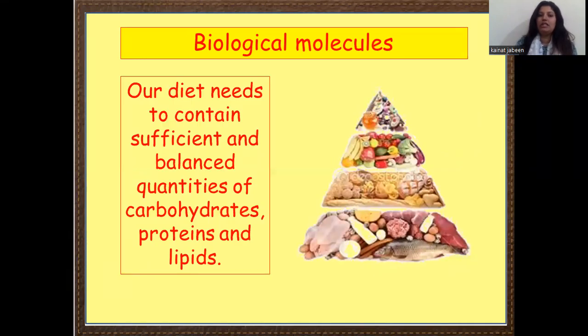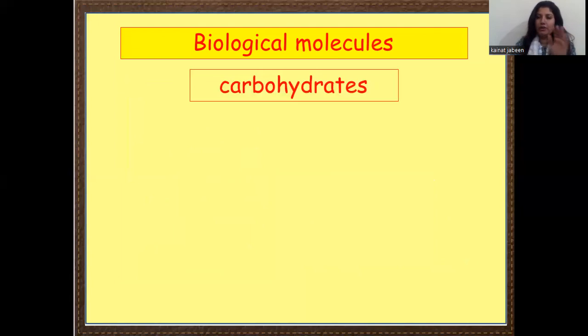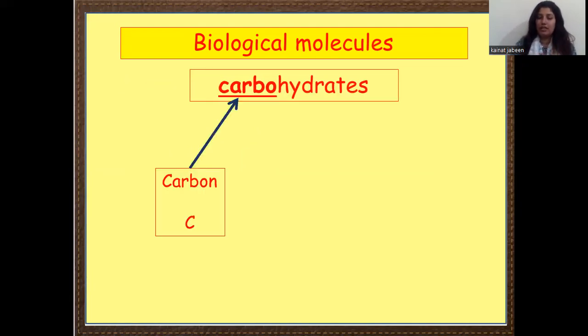Our diet needs to contain sufficient and balanced quantities of carbohydrates, proteins, and lipids. So the important biological molecules are these three: carbohydrates, proteins, and lipids. We are going to discuss all of them one by one. So the first one is the carbohydrates.